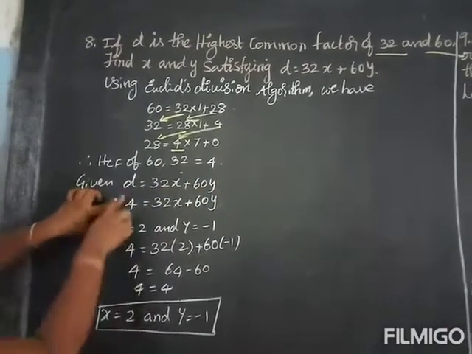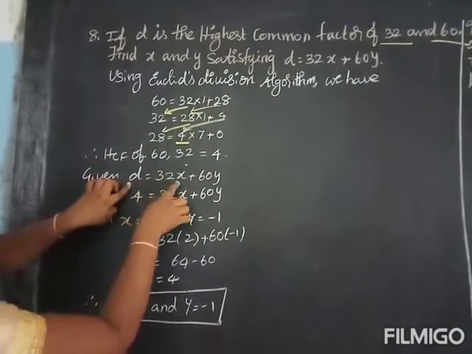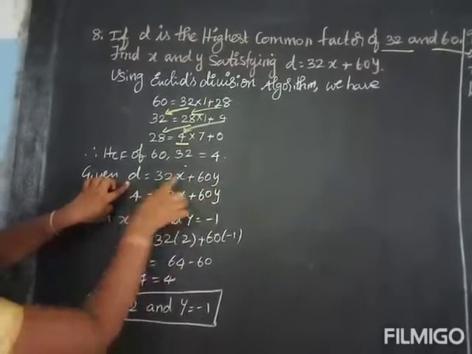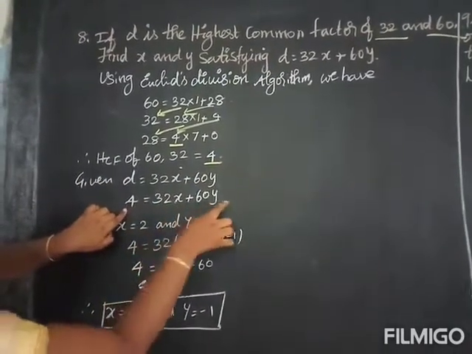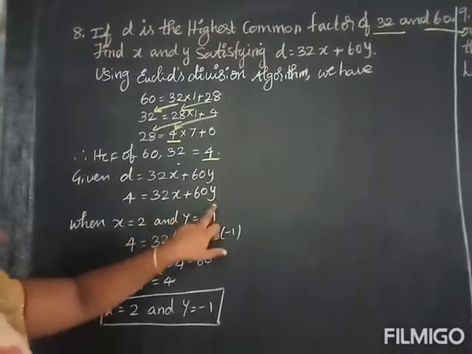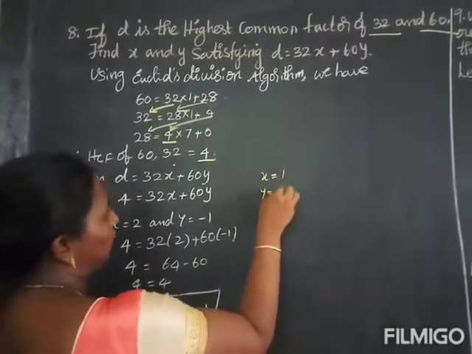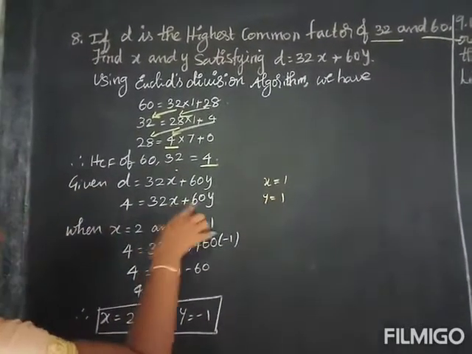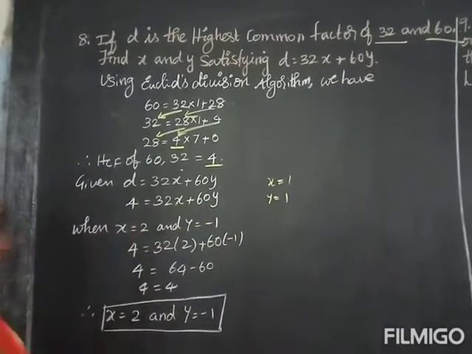They have given D is nothing but the HCF of 32 and 60. D equals 32x plus 60y. So the D value we found as 4. So 4 equals 32x plus 60y. Now we have two variables, so we are going to check with the trial and error method. That is x equals 1, y equals 1. If you substitute, you will get 60 plus 32, 92.